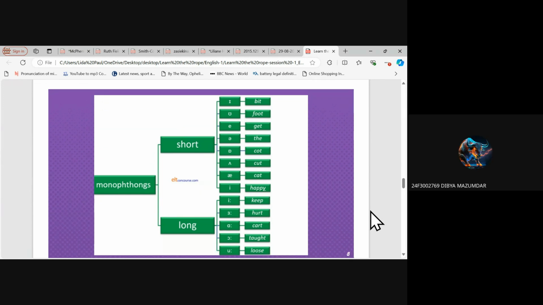Fought has a long vowel but oblivion is short, I think. Yeah, now I understand that. Got it.